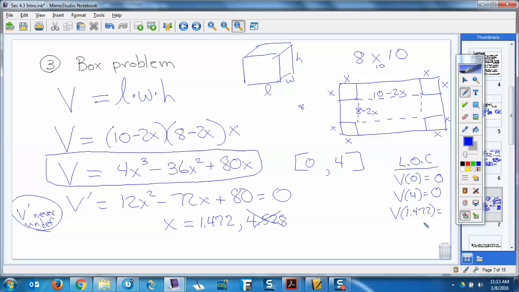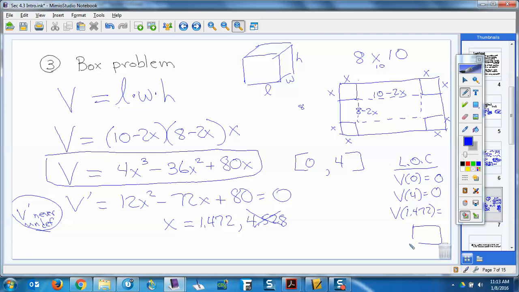And then 1.472, obviously that's going to be our max. Okay, I don't even care. You can plug it in, that's fine, but whatever. We know that's going to be our max, and it's already justified. Geez, we did all that work, we're not even going to find out. The suspense will kill me. Stay up all night. All right, so whatever that volume is, that's going to be your max volume.